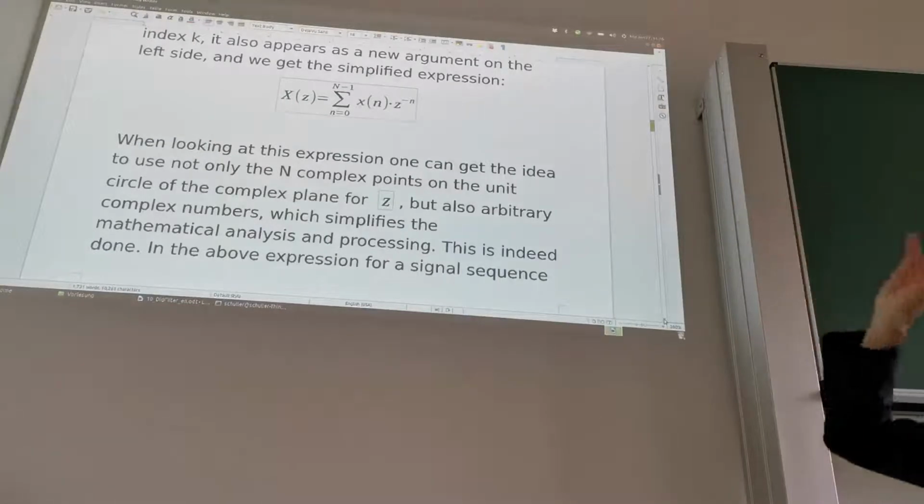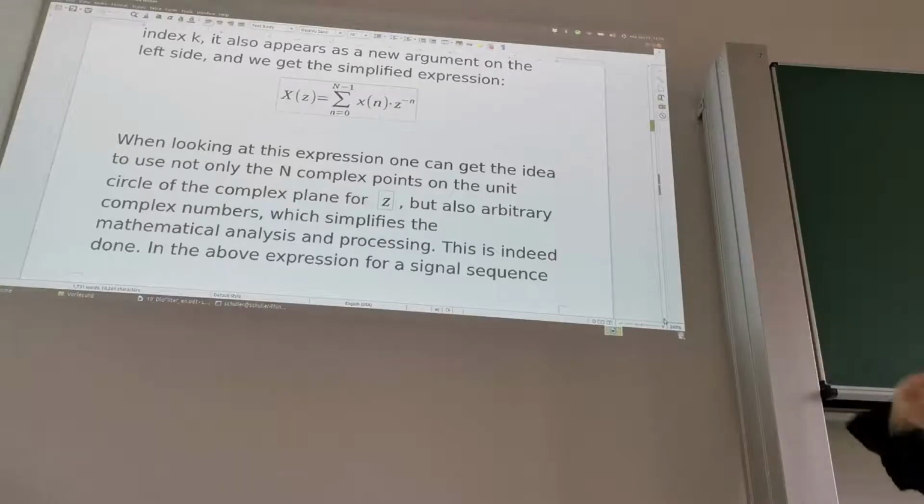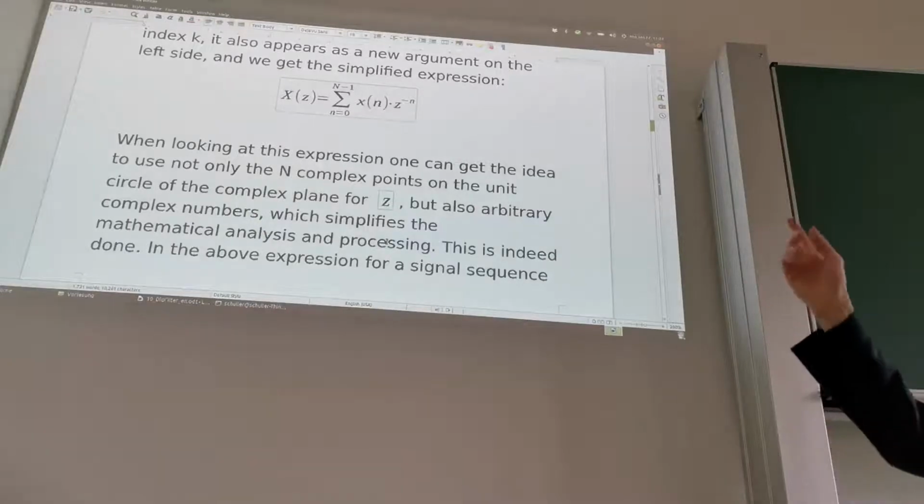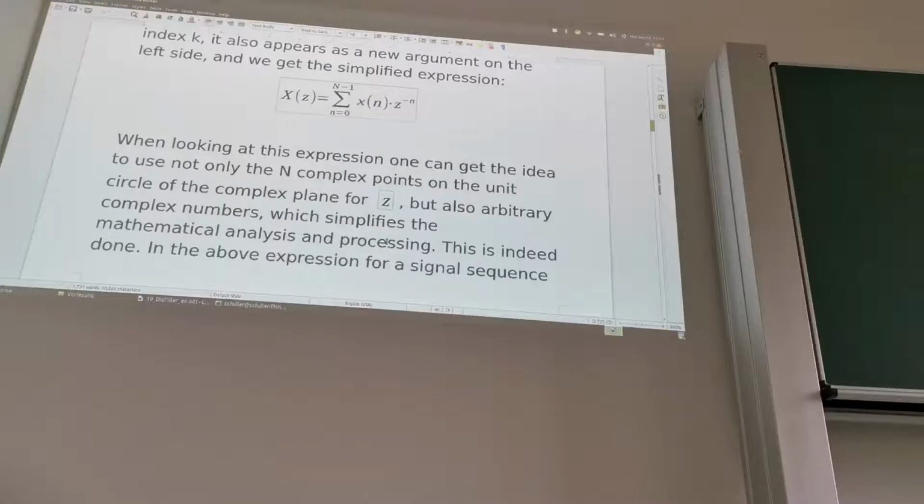So now we have a general expression. Looking at this general expression, we could get the idea to use not only the n complex points on the unit circle of the complex plane for z, but also arbitrary complex numbers, right? Which simplifies the mathematical analysis and processing. So why limit ourselves to those n points on the unit circle? This equation works for any complex number z, at least mathematically. And because it's convenient, this is indeed done.